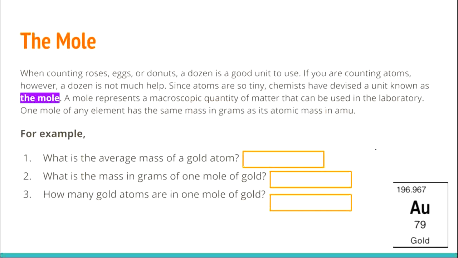So when counting roses, eggs, or donuts, a dozen is a good unit to use. But if you're counting atoms, a dozen doesn't help much at all, right? Since atoms are so tiny, we use a unit called the mole. A mole represents a macroscopic quantity of matter that can be used in the lab. 1 mole of any element has the same mass in grams as its atomic mass in AMU. Now remember, we learned that in the beginning of the year. We learned about average atomic mass.